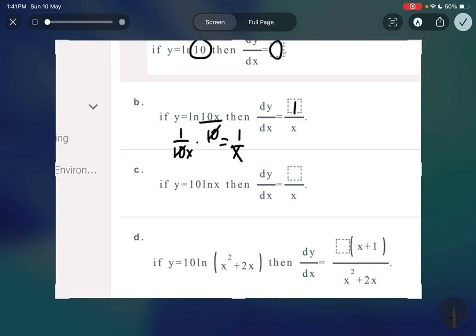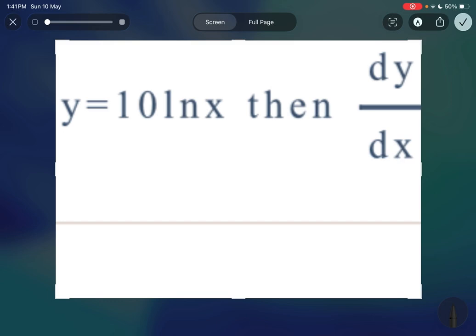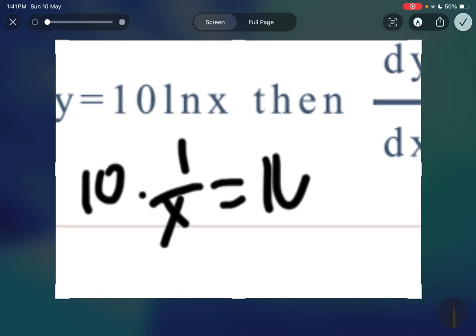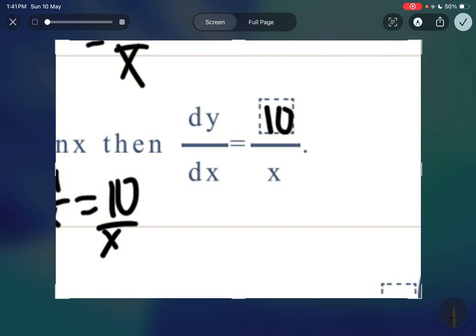Always, as I said, when you have ln of 2 million x, the derivative of this is 1 over x, always. Here it's 10 ln x. 10 times the derivative of ln x, which is just 1 over x, so it'll become 10 over x. So this is 10 over x.